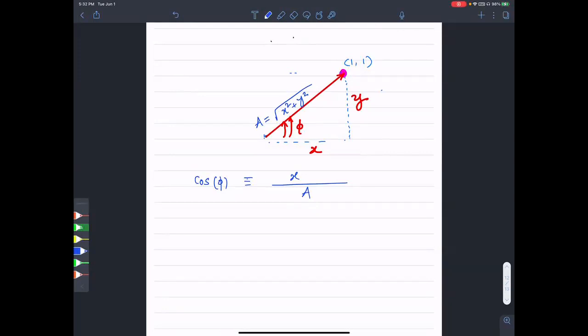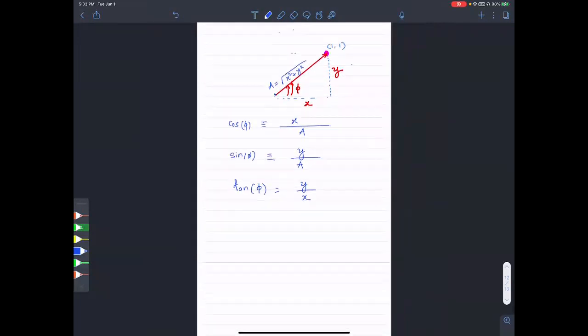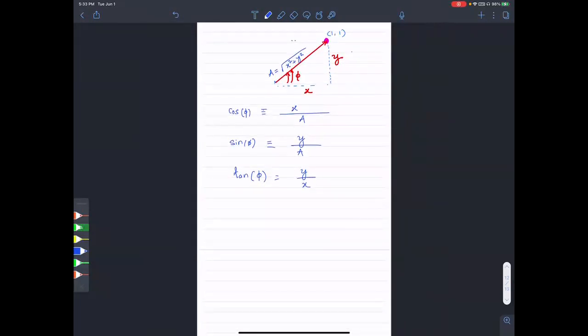Now, sine of phi by definition in trigonometry is the opposite side to phi divided by A. And tangent of phi is by definition the opposite side of phi over x. Okay, now we have an equivalence of all three forms.